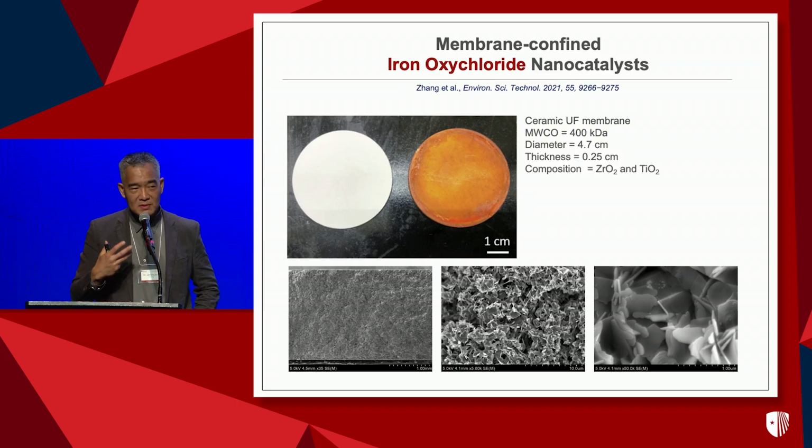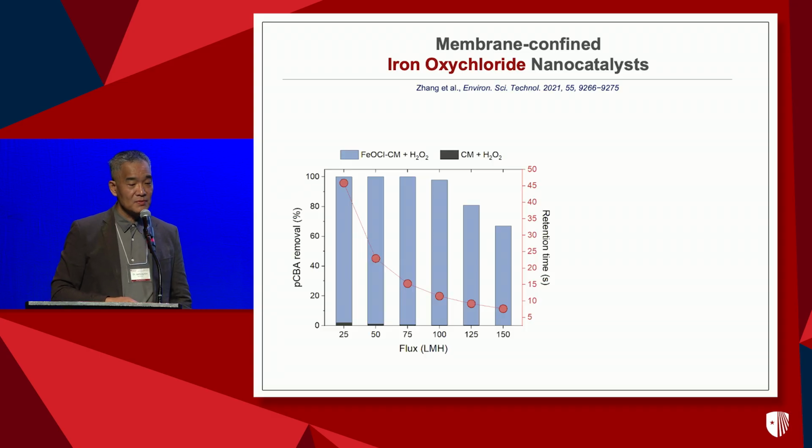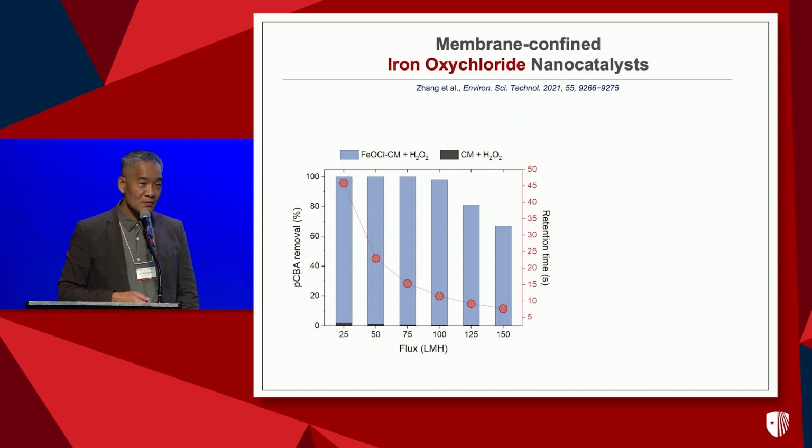Molecular weight cutoff goes down from 400 kilodalton to 300 kilodalton in this case. All right, so with that membrane, we have done quite a lot of experiments. This is interesting data. The y-axis is parachlorobenzoic acid removal, how much you are destroying. Higher means great, lower means not good.